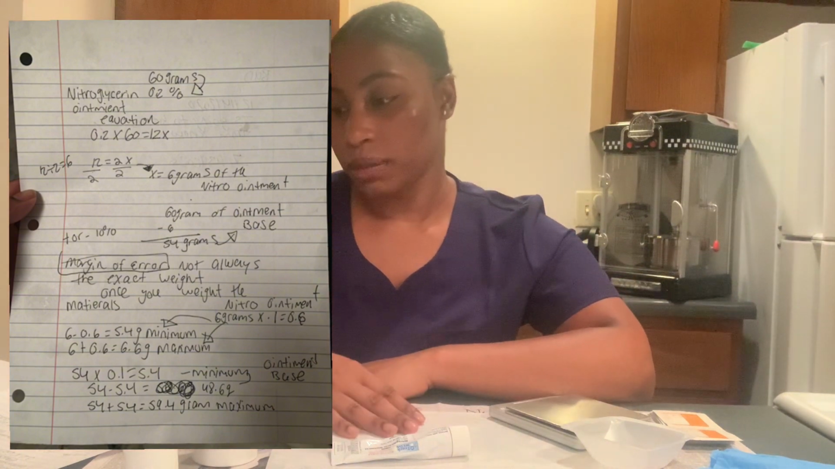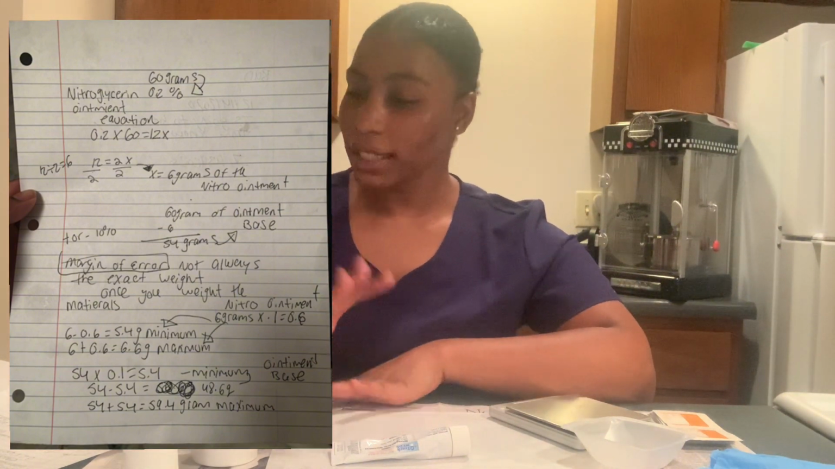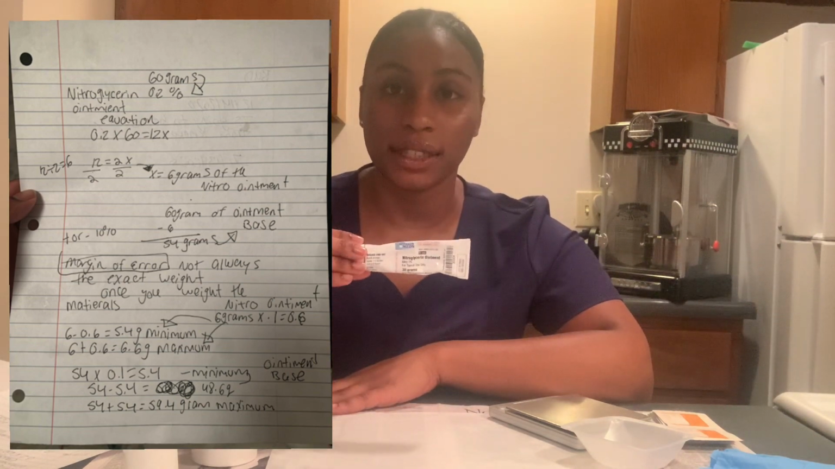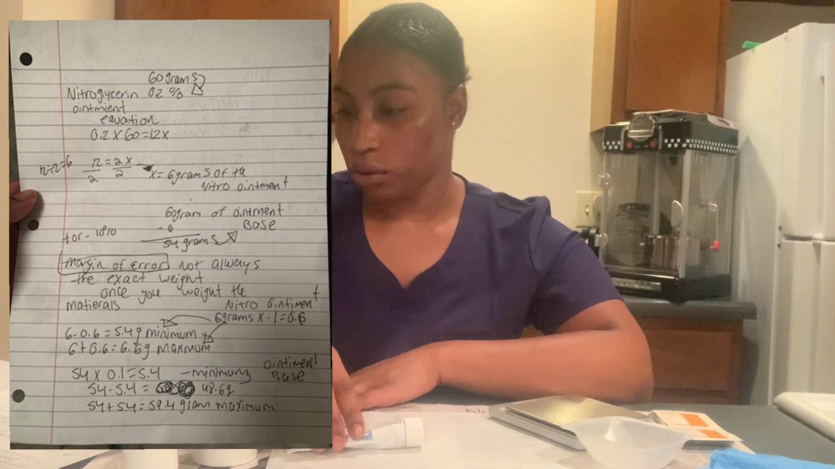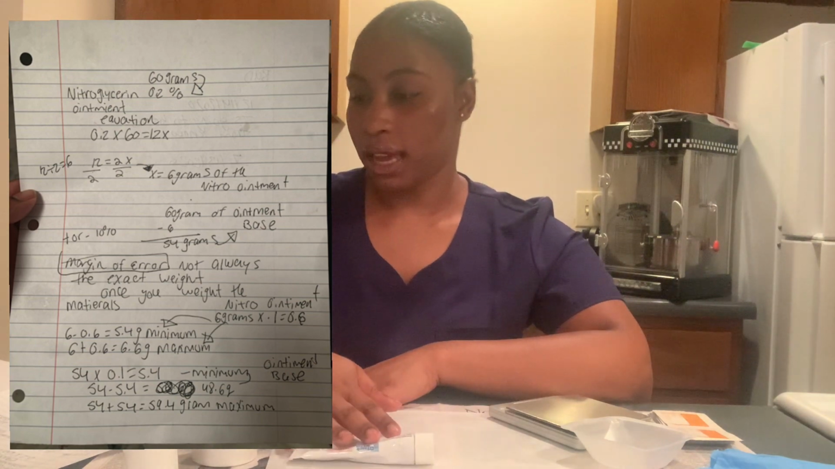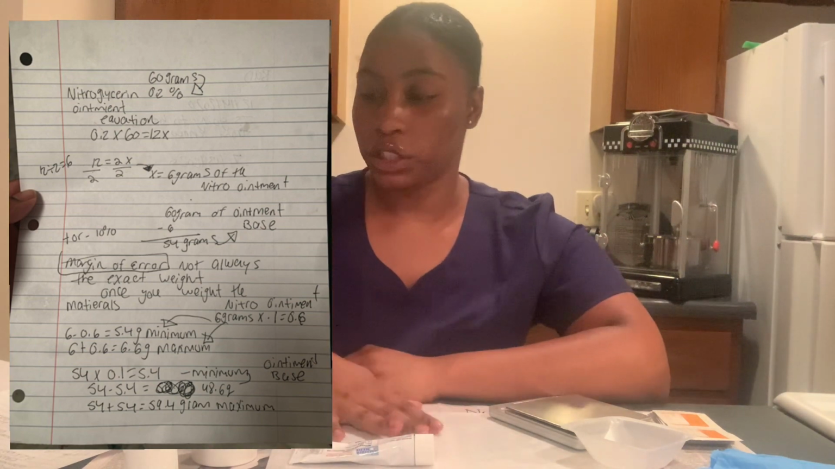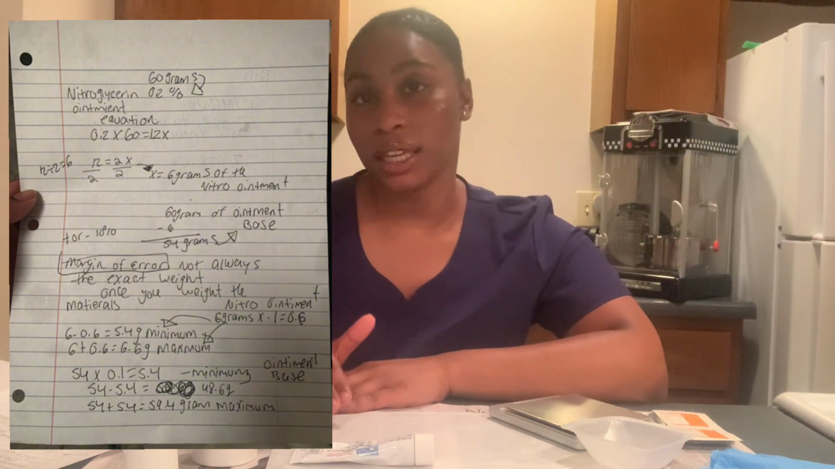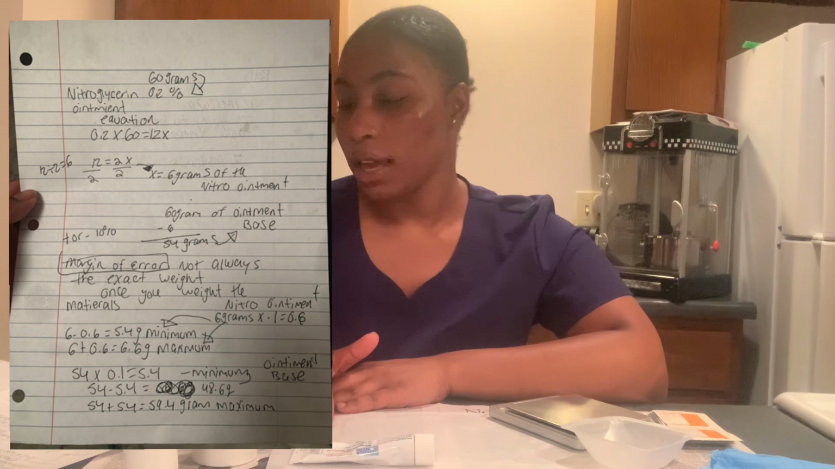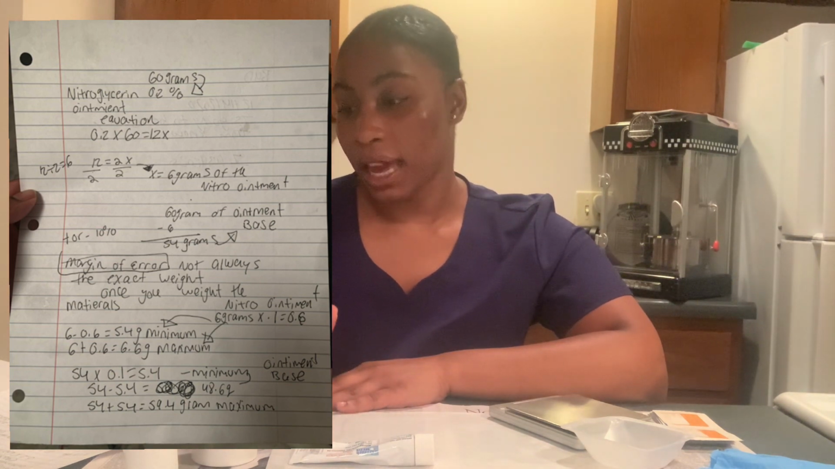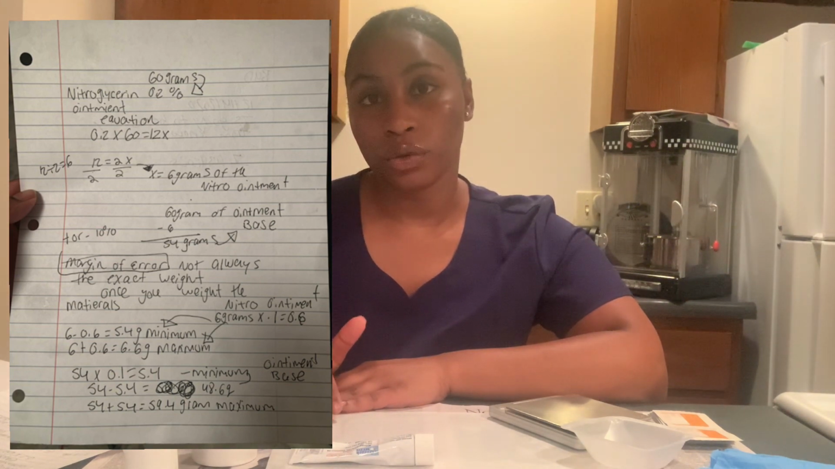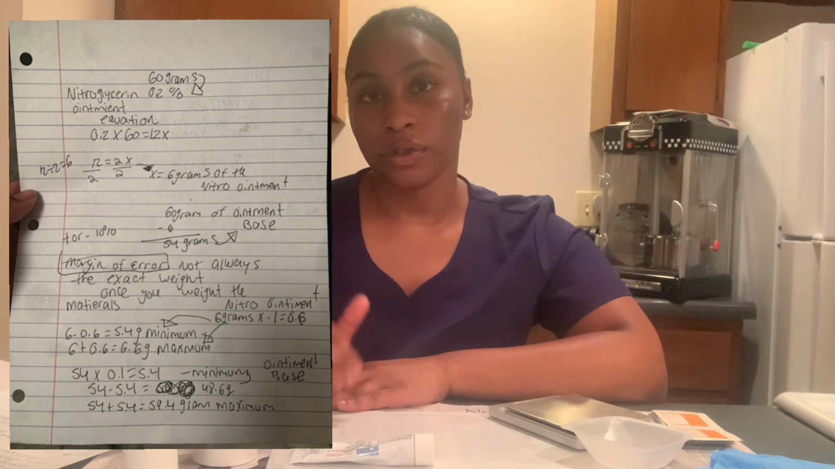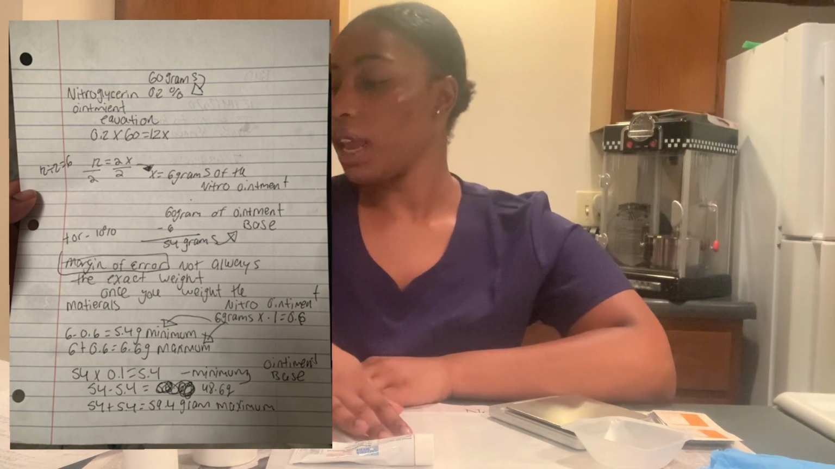So 6 grams. Again, for the nitroglycerin ointment, which is 0.2%, we calculate 0.2 multiplied by 60 grams, which equals 12. We take the 12 divided by 2, which equals 6. So 6 grams of nitroglycerin ointment. That's what we're going to need.